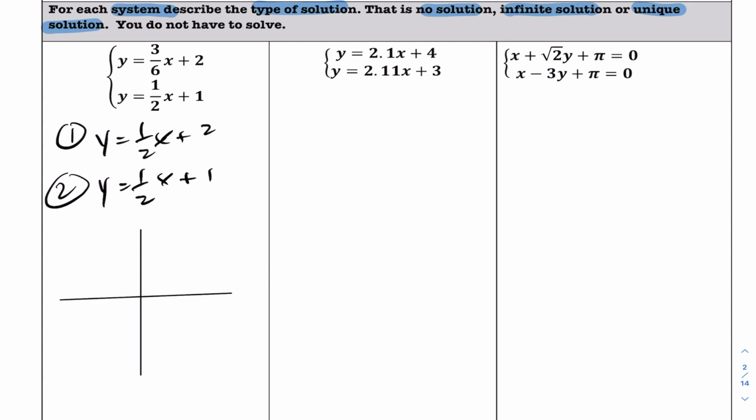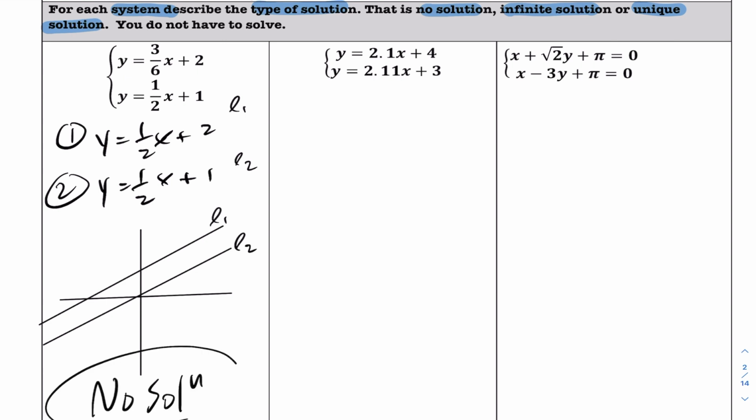If I were to do a quick little sketch of this, same slopes, different y-intercepts, might look something like this. This is line 1, this is line 2. So you can see in this situation we have no solution. Same slopes, different y-intercepts will yield no solution.